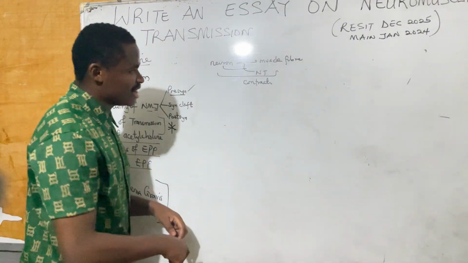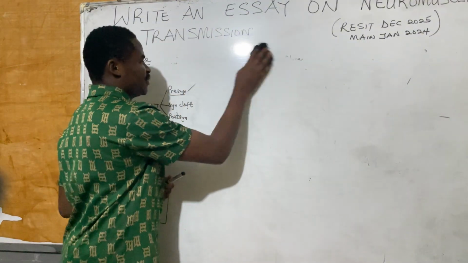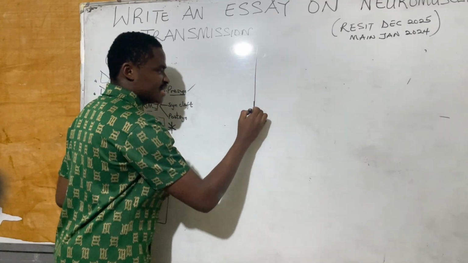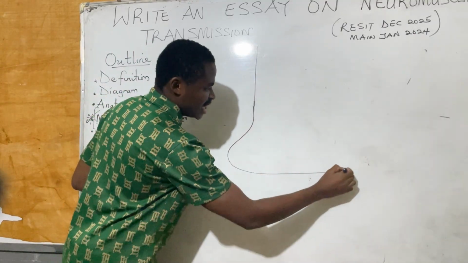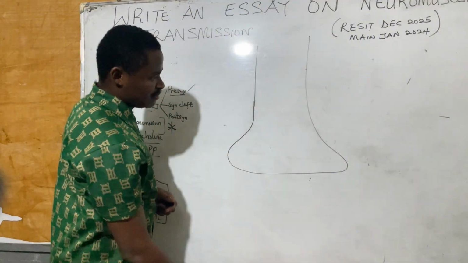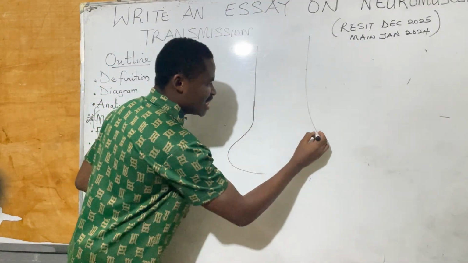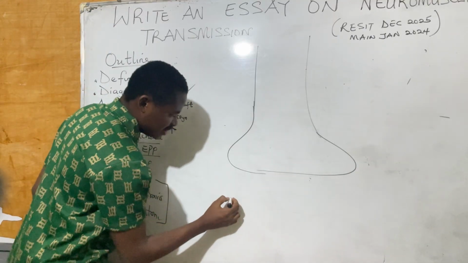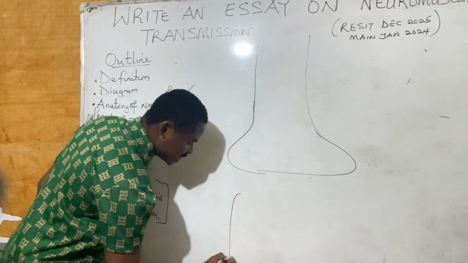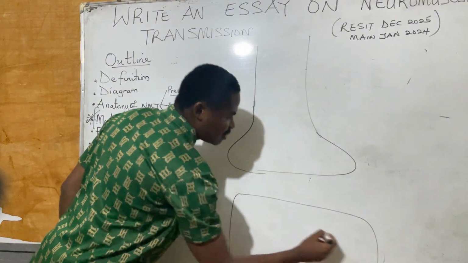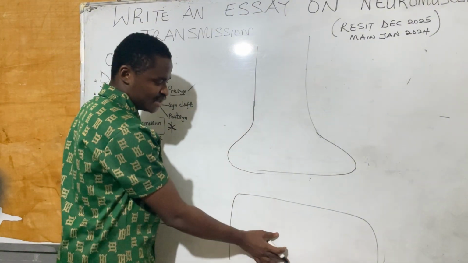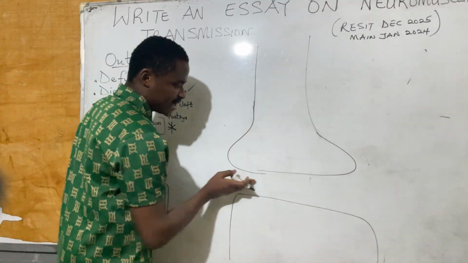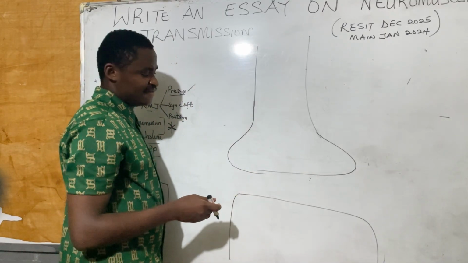Now, your diagram should have these three components. The first is portion number one, the presynaptic terminal. It should also have the synapse or the gap, and then the muscle component itself. So this is the muscle component or the postsynaptic fiber, this is the presynaptic fiber, and this is the synaptic cleft.